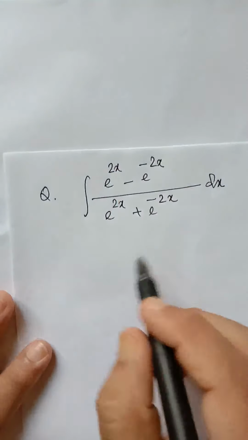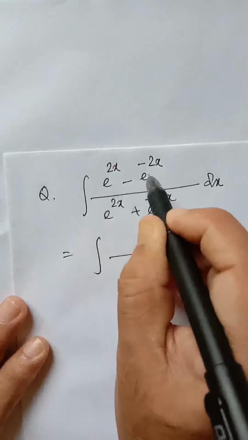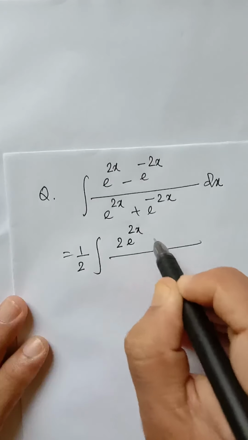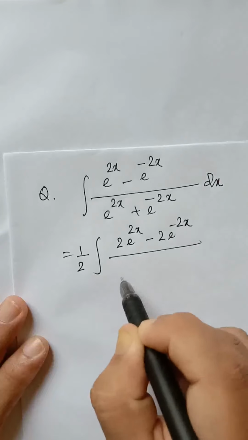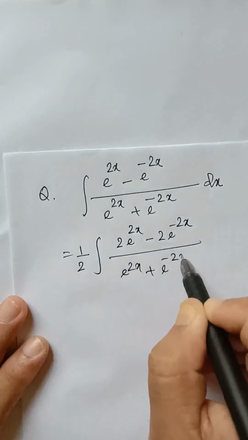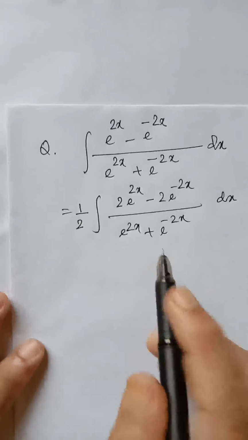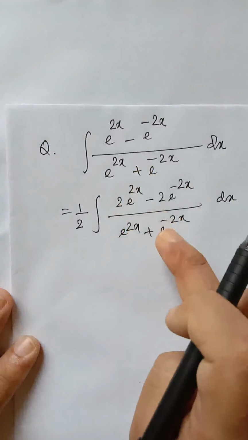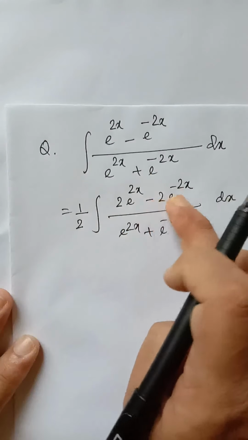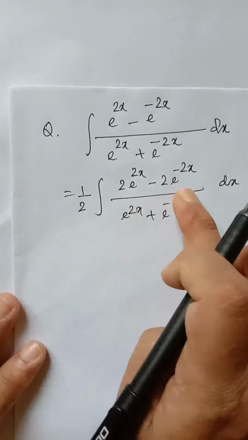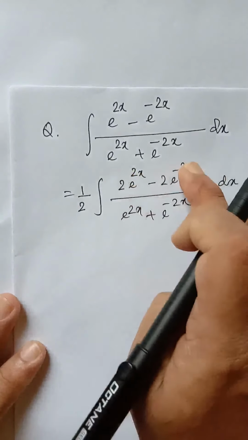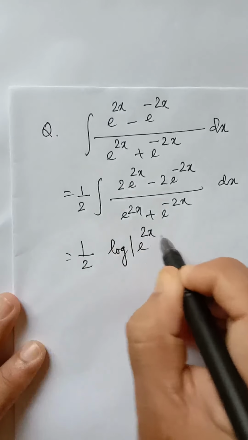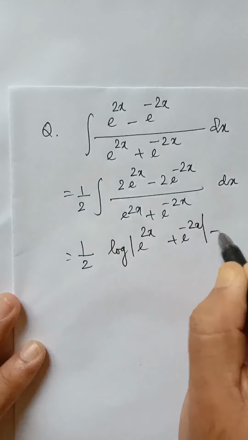So what is missing in the numerator? 2 in both the terms. So what we will do? We will write half into, and we will multiply numerator by 2. And now we can see derivative of denominator. Derivative of e to the power 2x is 2 into e to the power 2x and derivative of e to the power minus 2x is minus 2 into e to the power minus 2x. So this is our fx and this is our f dash x. So answer will be log of fx, log of e to the power 2x plus e to the power minus 2x plus c.